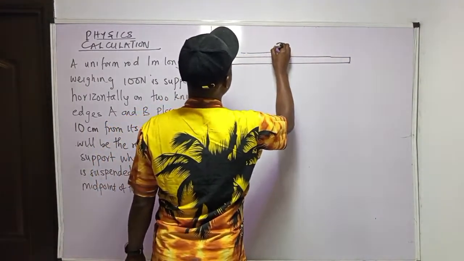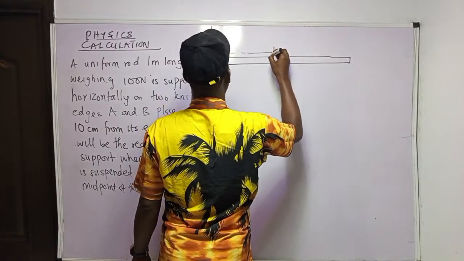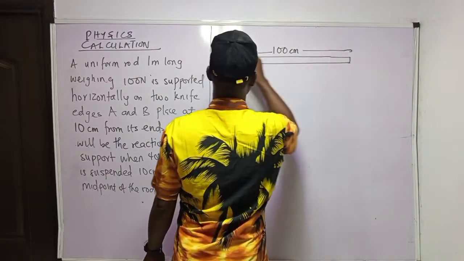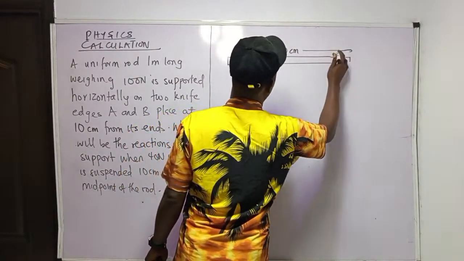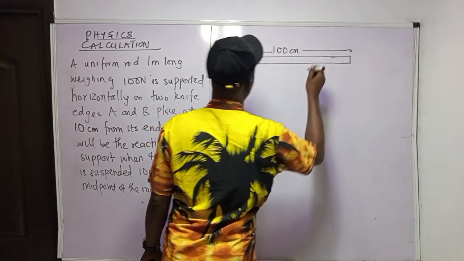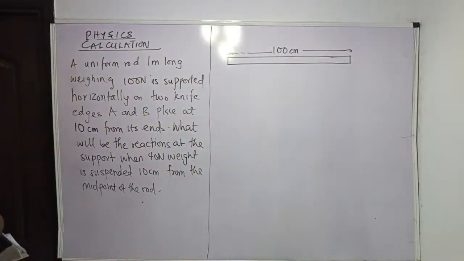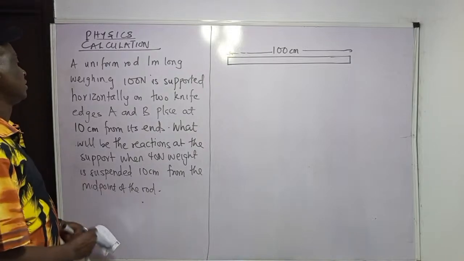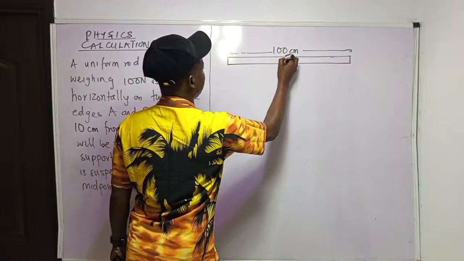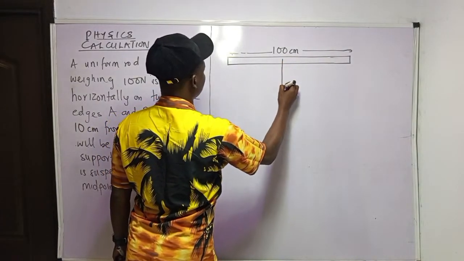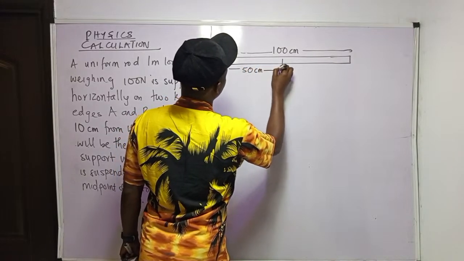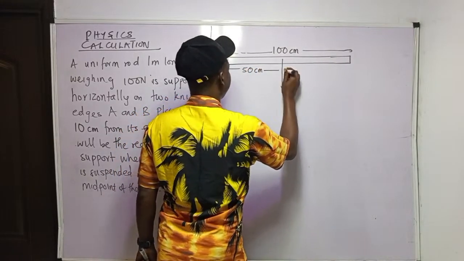Now if you miss the diagram, you have missed the question. 1 meter is equivalent to 100 cm, because the other things they gave us are in cm. And they say weighing 100 Newton. So that means the weight of the rod will be at the 50 centimeter mark.